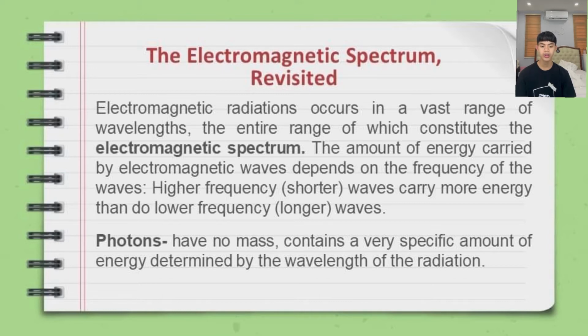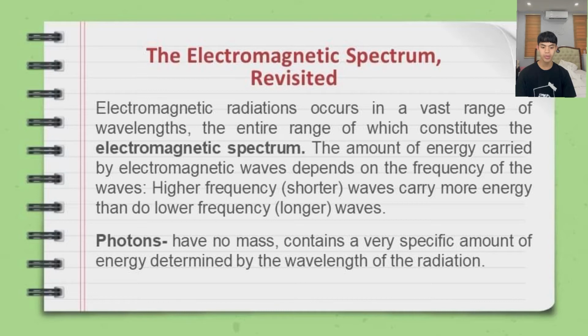So let's move to slide 4. Electromagnetic radiation occurs in a vast range of wavelengths, the entire range of which constitutes the electromagnetic spectrum. Visible light constitutes a small part of this spectrum. Radio waves, microwaves, and infrared radiation have longer wavelengths than visible light, whereas ultraviolet light, X-rays, and gamma rays have shorter wavelengths. The amount of energy carried by electromagnetic waves depends on the frequency of the waves. High frequency waves carry more energy than lower frequency waves.